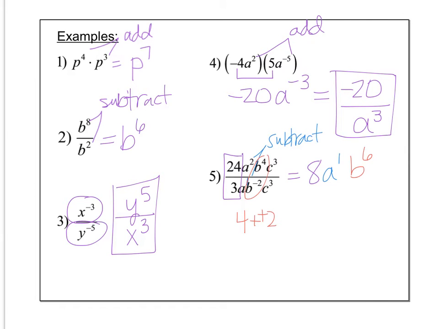And then the last part, the c, that's going to be 3 minus 3, which is 0, which makes sense because you should kind of see there they're going to cancel each other out. So we can put c to the 0 power, but just realize c to the 0 power, we talked about on the other page, turns into 1. So this is just 8ab to the 6th.